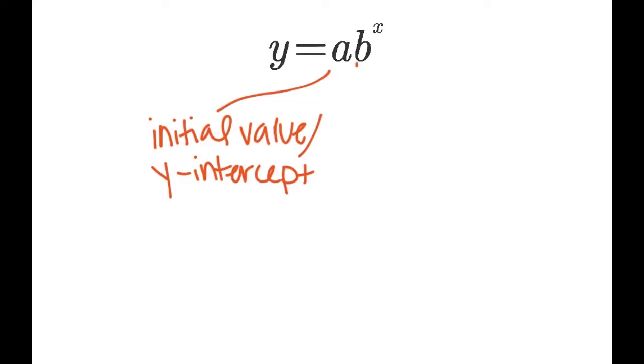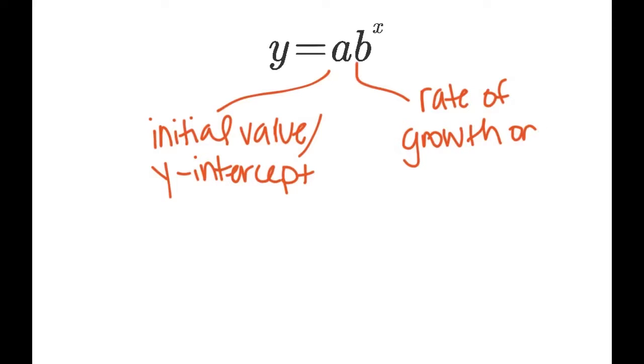The b value is really the thing that tells us how fast the function's growing or decreasing. So this is our rate of, we'll say, growth or decay, to use proper exponential function terminology. Okay, so the b value is what tells us whether the function's increasing or decreasing. We can tell by that number.